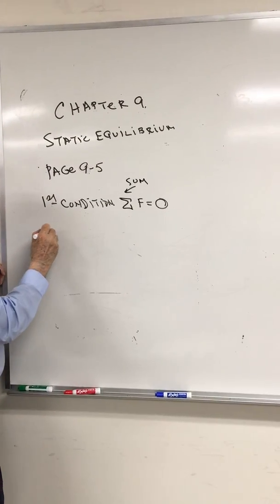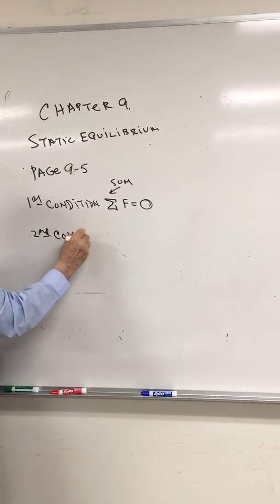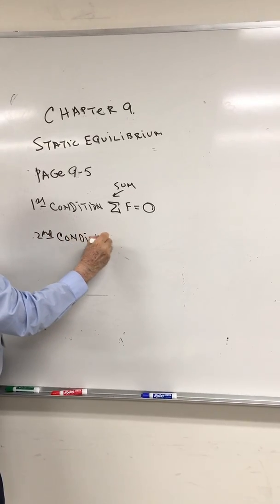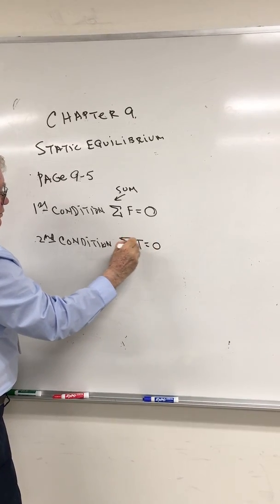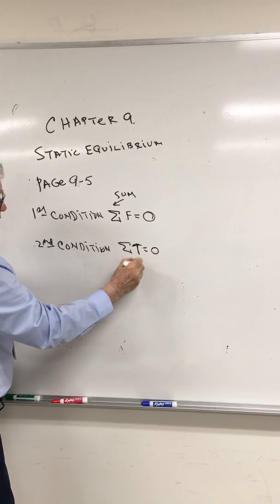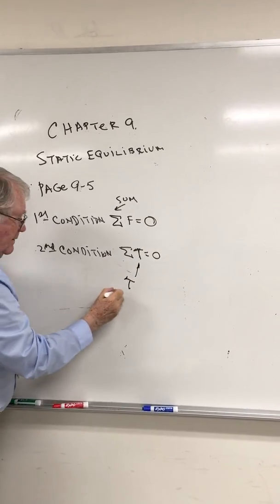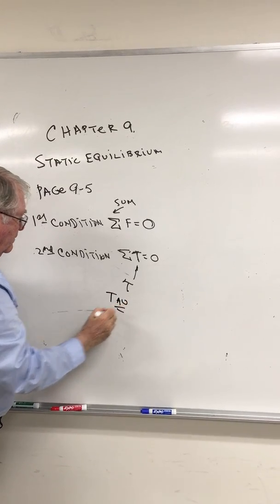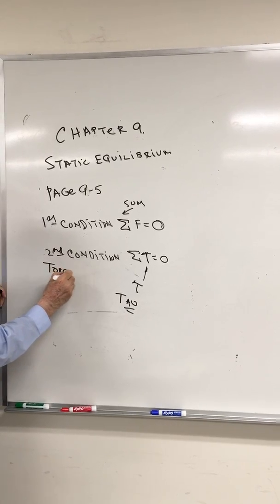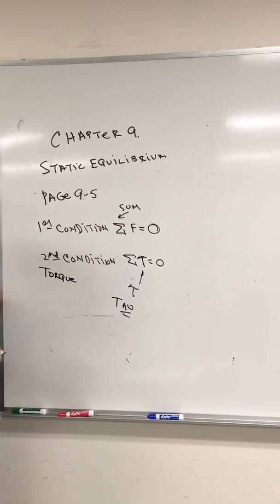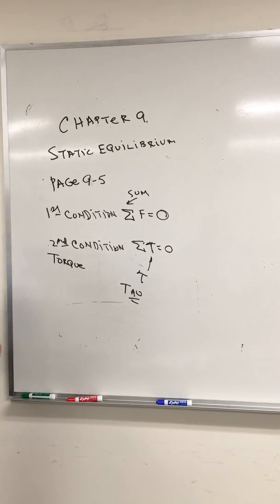And then the second condition is the summation of the torques. The summation of the torques is equal to 0. So that is T, but really the Greek letter is tau, T-A-U, and that's the symbol that we use for torque. All right, so this is torque, and this is forces.